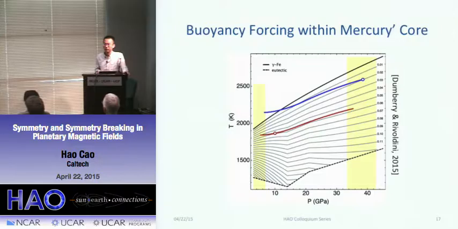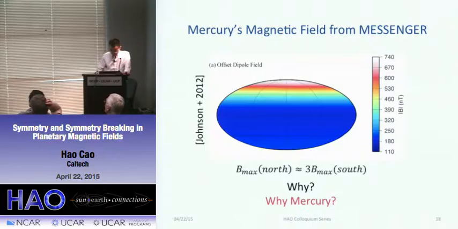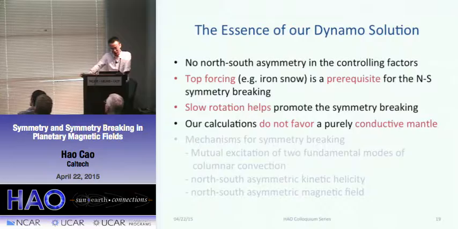I won't go into the details in this one, but I'm just trying to show you that there's a peculiar property in the melting curve of iron. There's a little kink here. If you touch the curve on the bottom, you nucleate iron here. And if you touch the curve on the top, you nucleate iron here. So that's where the ambiguity comes from for Mercury. And this is 40 gigapascal. Earth's core is actually here, at 300 gigapascal. So Mercury and Earth are not even in the same pressure regime.